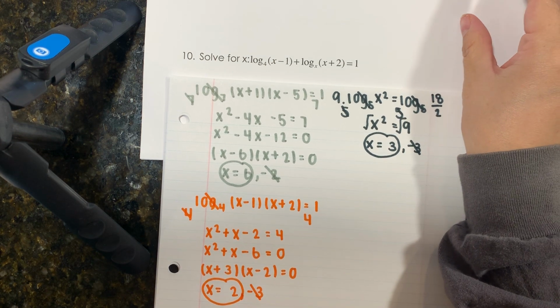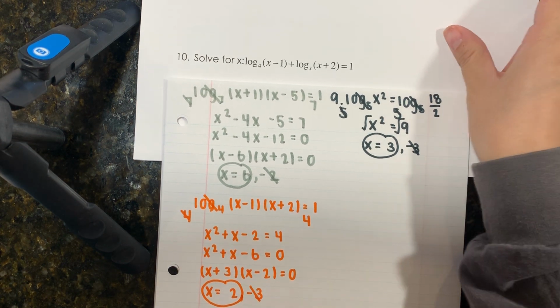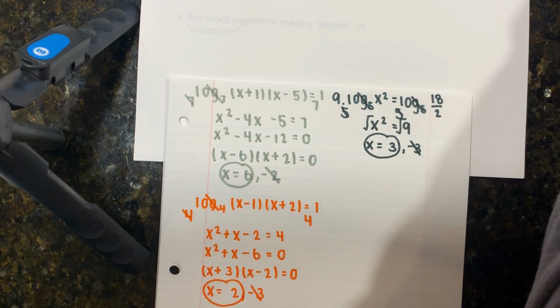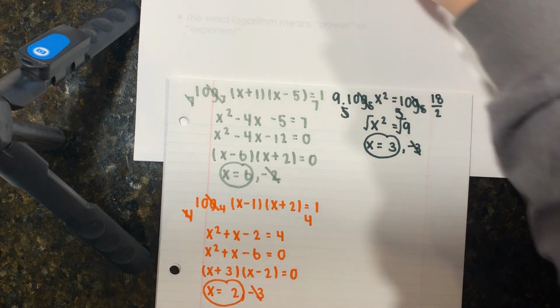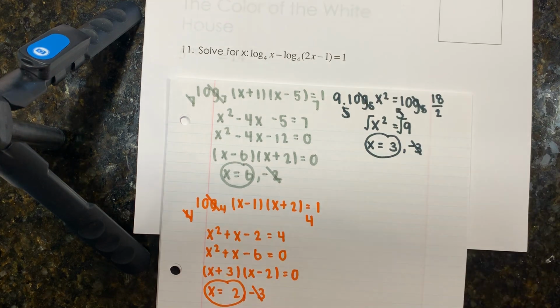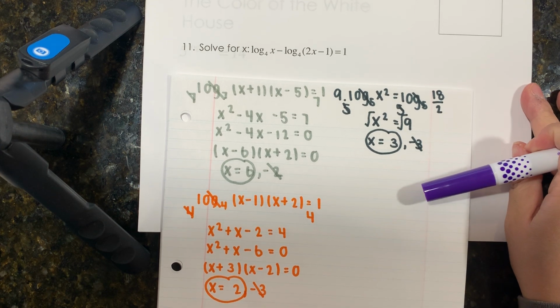Now we're going to look at the next piece of this lesson, which is called, oh, wait, we have one more problem, sorry. So we're going to look at number 11. If you have not tried number 11, pause this video now and try it before pressing play.